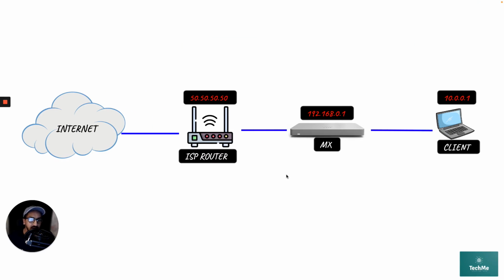So here I have a basic topology. I have a client, I have an MX, and I have an ISP router and the internet. So let's just talk about routed mode.